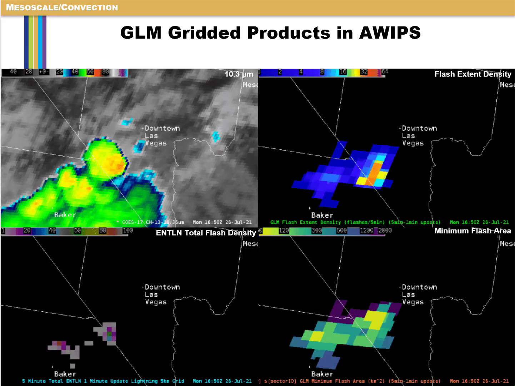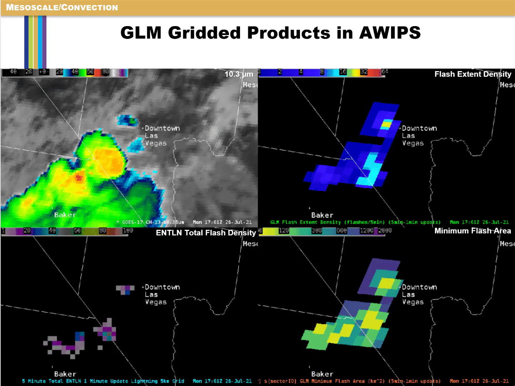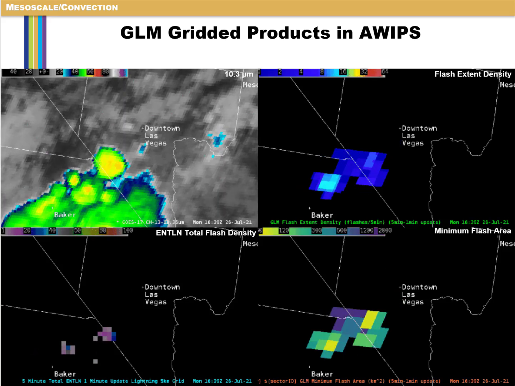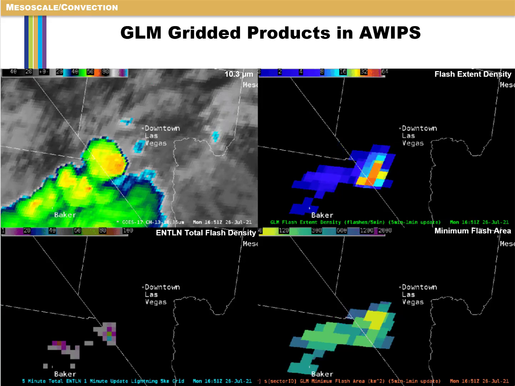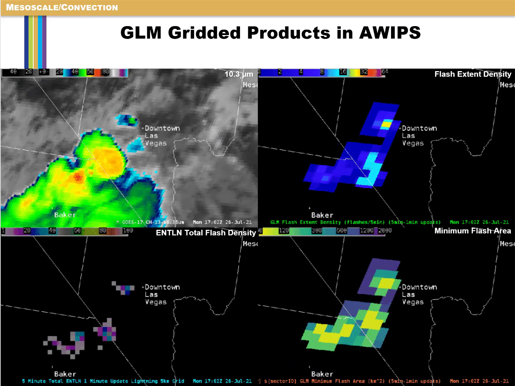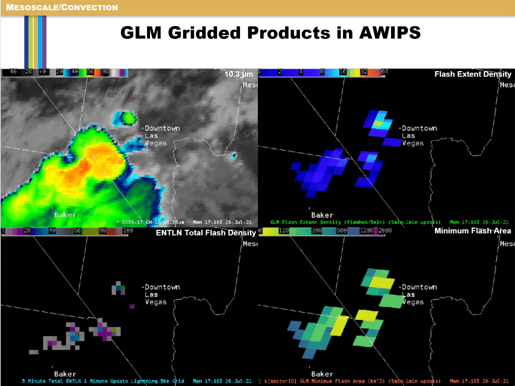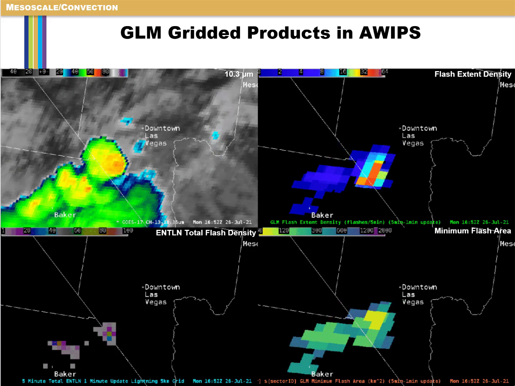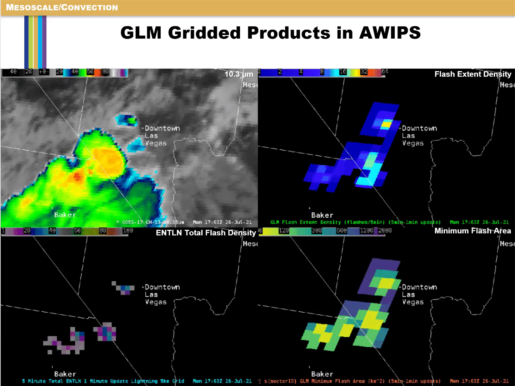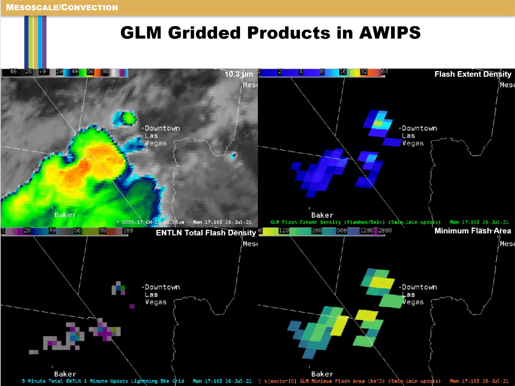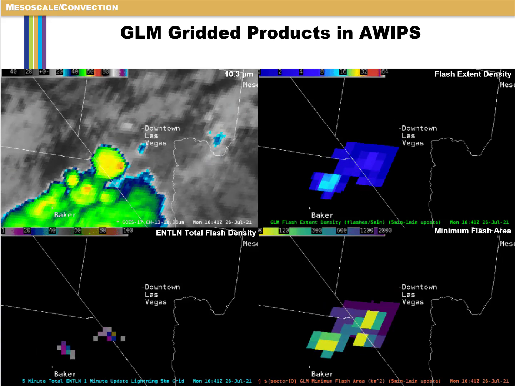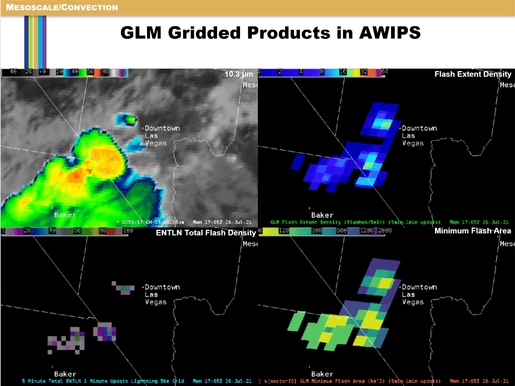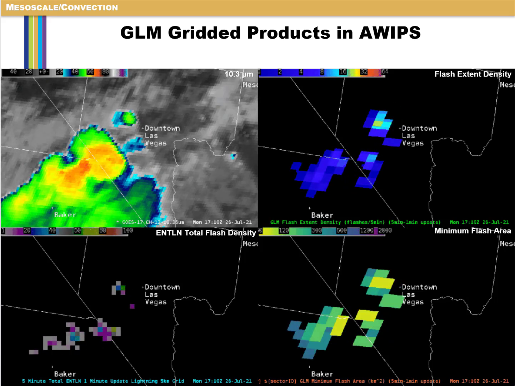Another useful tool in analyzing discrete storms is data from the Geostationary Lightning Mapper, or GLM from GOES. In this 4-panel display, we look at 2 GLM gridded products. The upper right panel shows the flash extent density. The lower right panel shows the minimum flash area. To supplement the GLM products, we show IR imagery in the upper left panel and ENTLN total flash density in the lower left panel. All of the lightning products display data over 5-minute periods and are updated every minute.